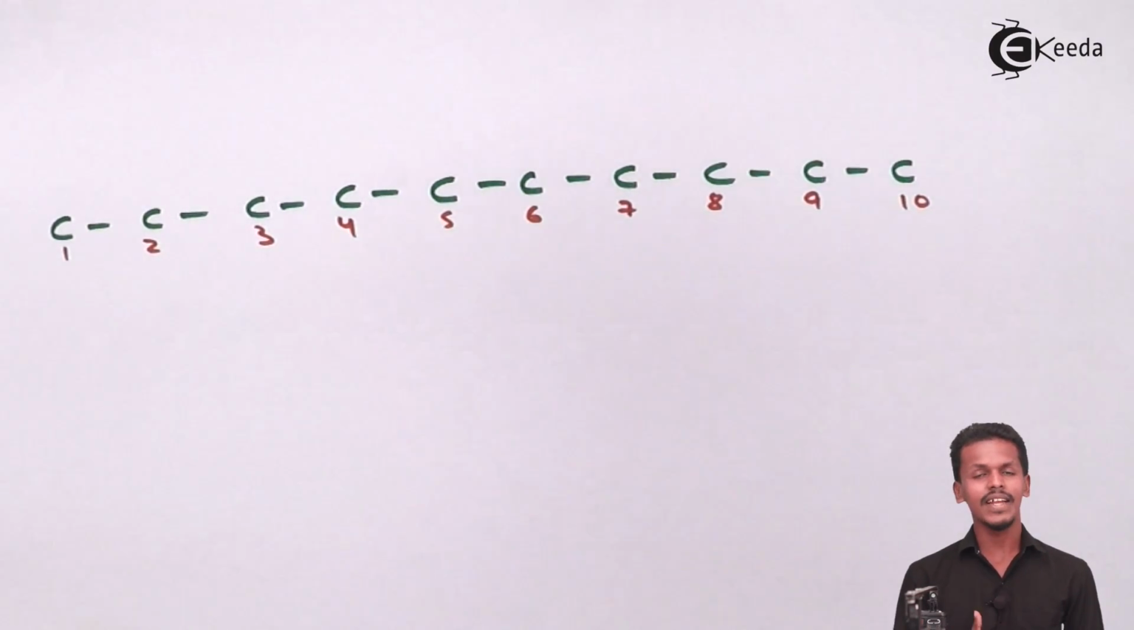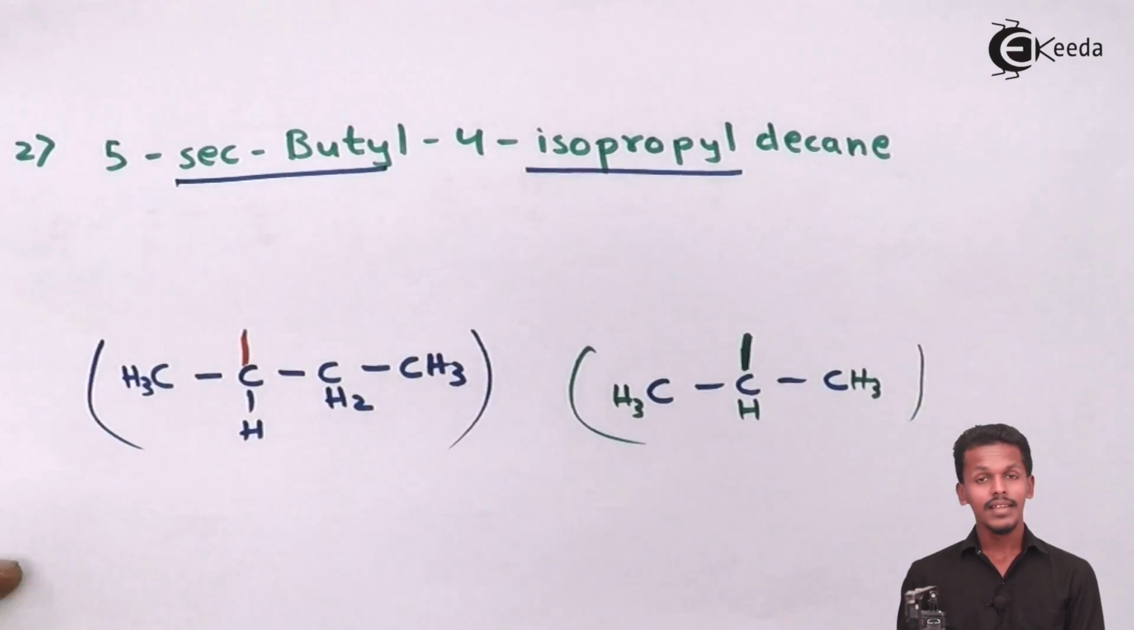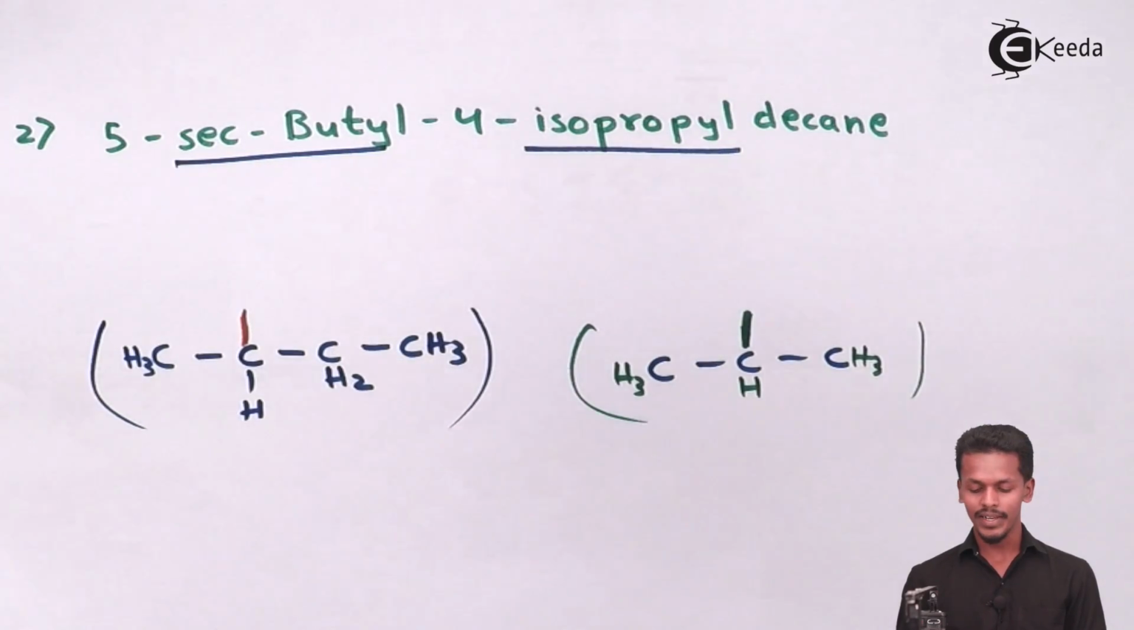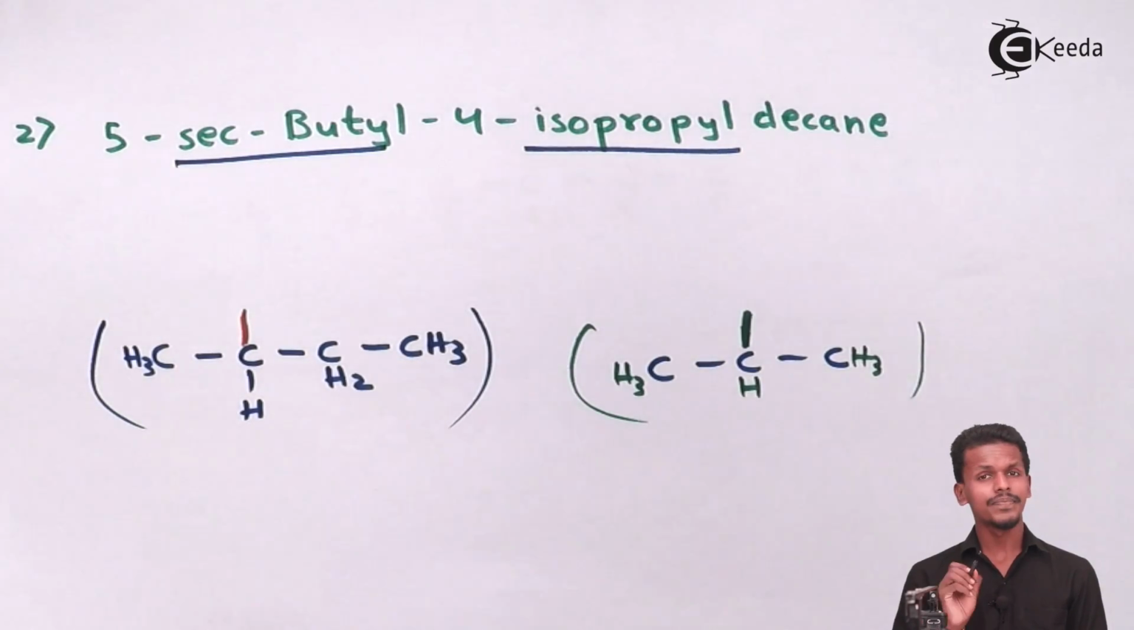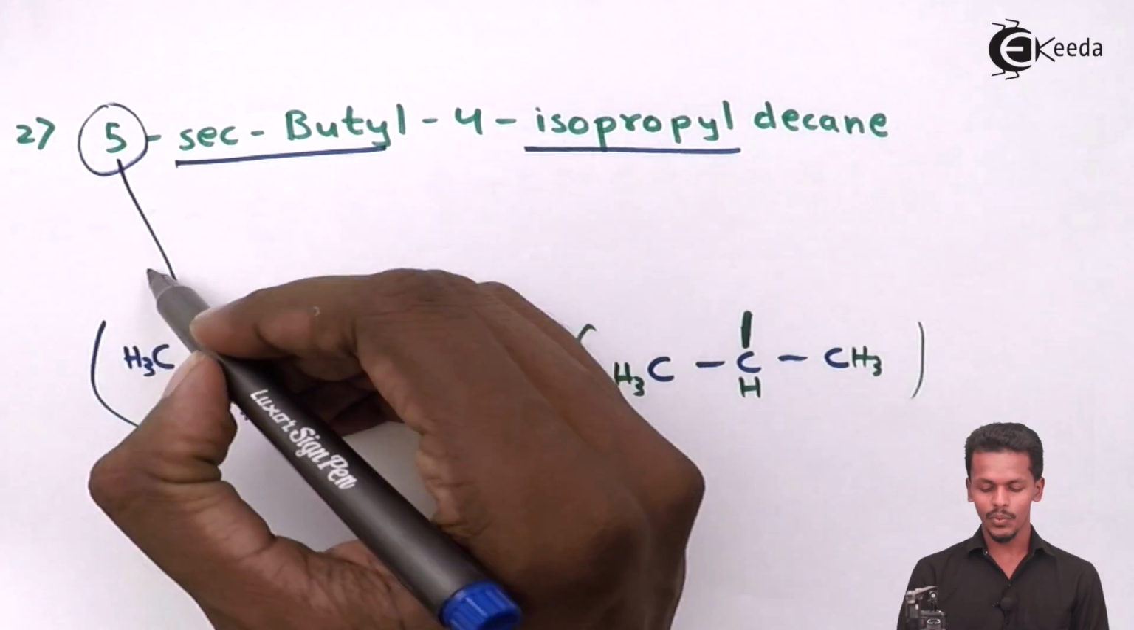And in this case, the only thing we have to do is substitute the side chain or the substituent that we had. The substituents that we had were these two groups, one was secondary butyl and one is isopropyl. But talking about that, the secondary butyl is the one which has been attached to the fifth position.